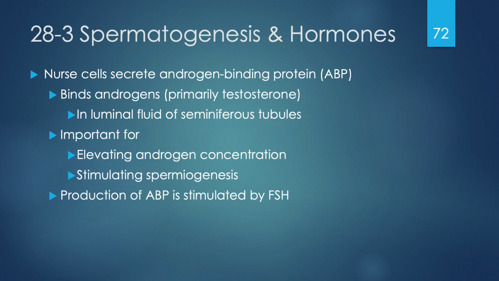Nurse cells also secrete an androgen-binding protein, abbreviated ABP, and it binds androgens. Clever name. Primarily testosterone. And this occurs in the luminal fluid within the seminiferous tubules. This is important for two things. It elevates the concentration of androgens, and it also stimulates the process of spermiogenesis. Also, a side note, the production of androgen-binding protein is stimulated by follicle-stimulating hormone.